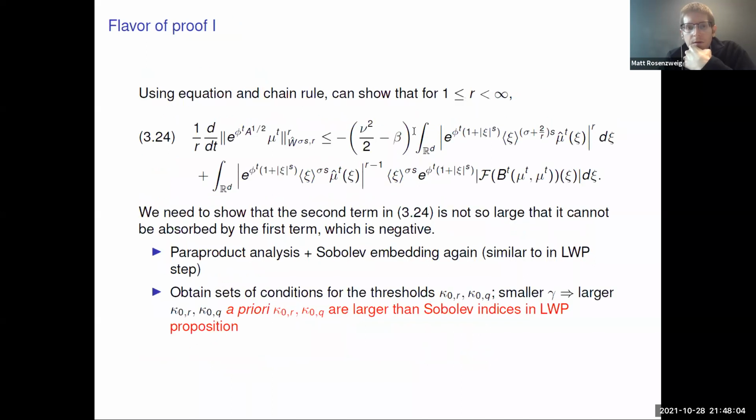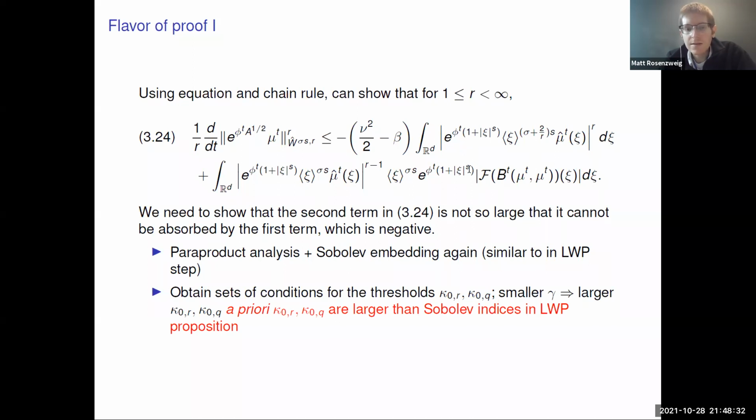So the proof really reduces to using the equation and the chain rule. You show this inequality right here. This first term is negative. Okay, that's good. This corresponds to the diffusion structure of the equation. The second term, I'm just going to bound by its modulus. And you need to show that the second term is not so large, so that it can be absorbed by this first term, which is negative.